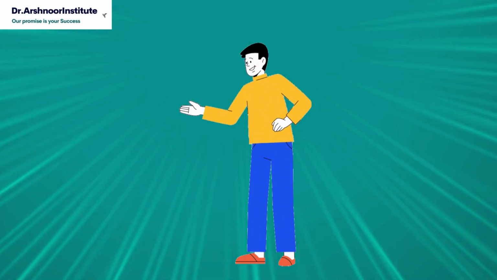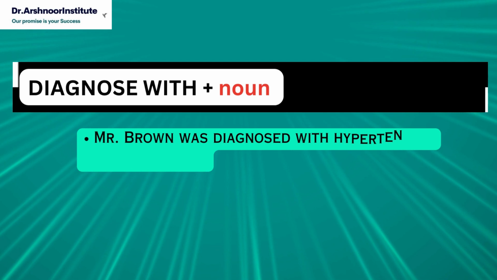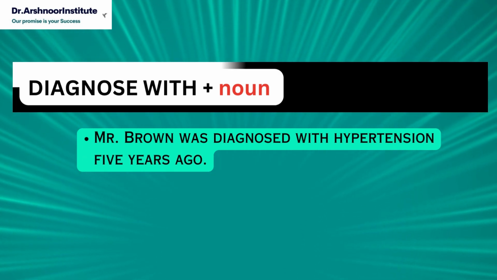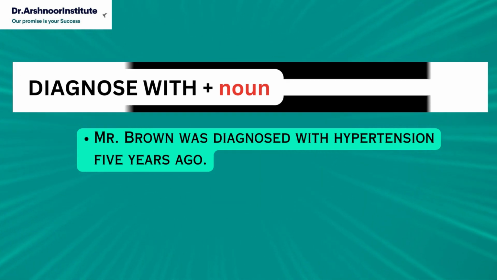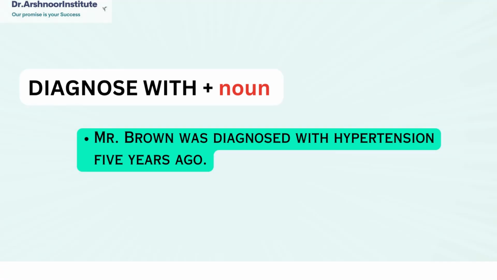Second, "diagnose with" plus noun. Here, when we are using "diagnose with," then we use a noun also. Mr. Brown was diagnosed with hypertension 5 years ago. We may use hypertension, diabetes, it might be cancer or anything. So when you are using diagnosis, then a noun is used afterwards.